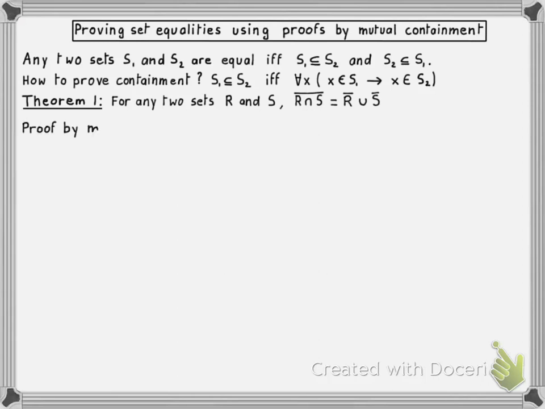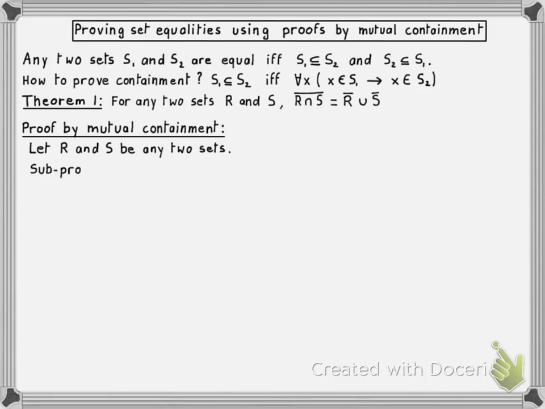So let's write a proof by mutual containment. Notice the theorem is a universally quantified theorem that works for any two sets R and S. So first we'll pick two arbitrary sets, R and S, and then we're going to write two subproofs. One subproof to show that this set is contained or is a subset of that set.